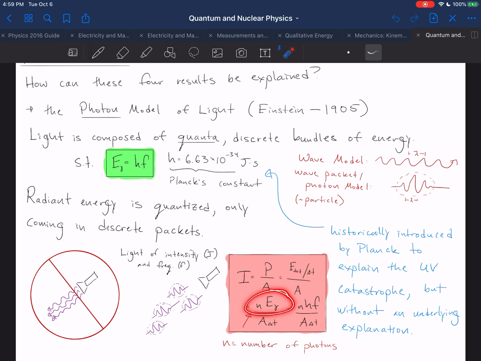This conceptualization of the energy from the beam being chunked into these different packets is the essence of the quantum revolution, and the essence of what we will discuss as being quantum mechanics. And this started with the photon.